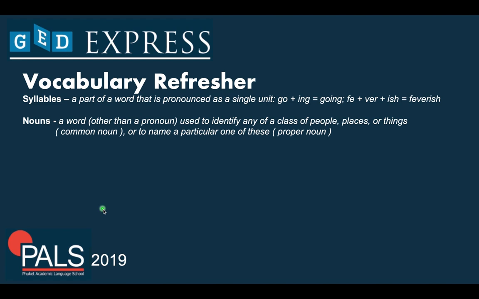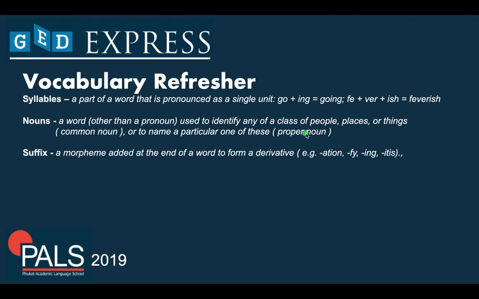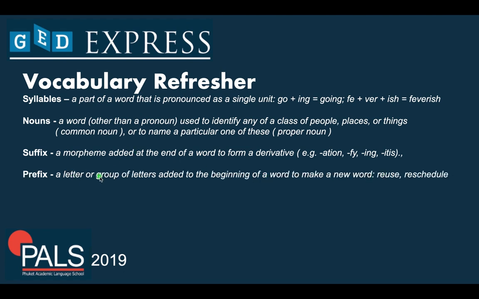Nouns: a word other than a pronoun used to identify any of a class of people, places, or things, also known as common nouns, or to name a particular one of these, a proper noun. Suffix: a morpheme added at the end of a word to form a derivative. For example, you can add ation, fy, ing, itis, or ed. Prefix: a letter or group of letters added to the beginning of a word to make a new word, such as reuse, where you added re in front of use, and reschedule, re again in front of schedule.